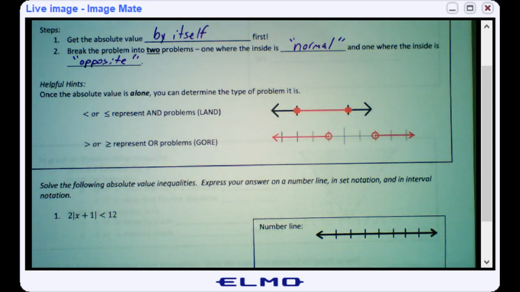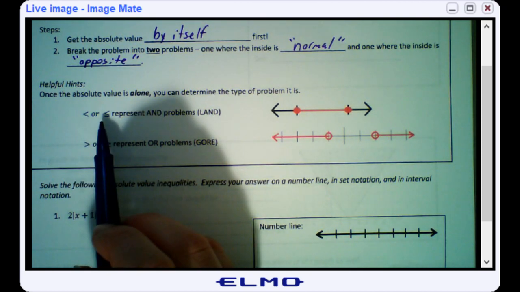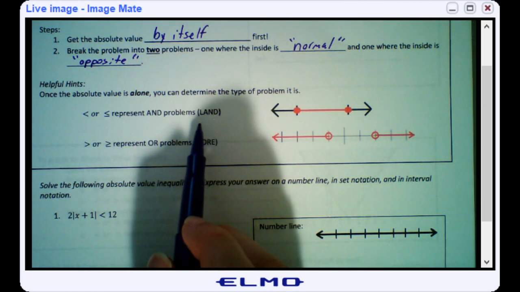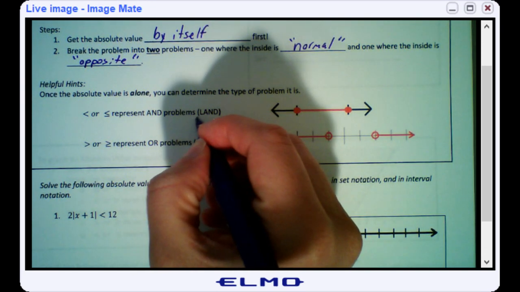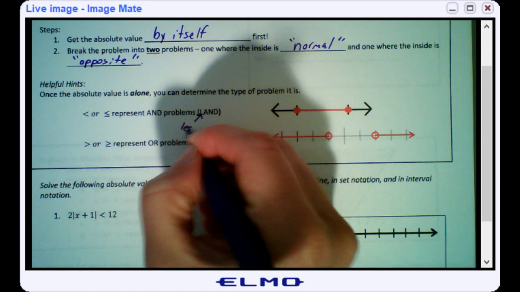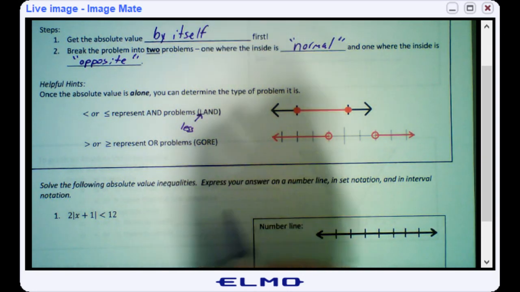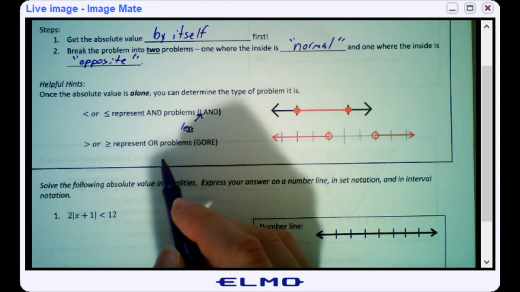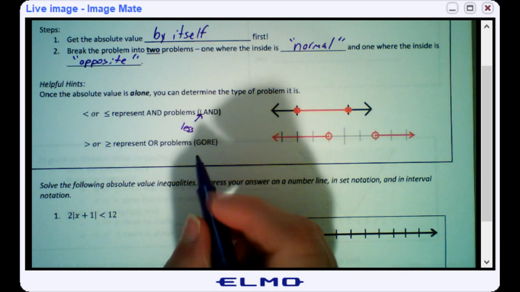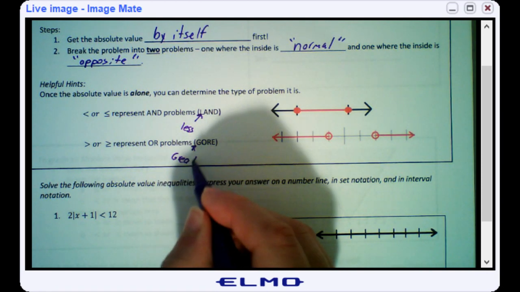Once the absolute value is alone, you can determine the type of problem it is. So if absolute value is less than or equal to, it's an and problem. It can help you to remember the word "land", L for less than. So if it's less, it's an and. Greater than or equal to represents an or problem. And you can remember the word "gor", G for greater, and then or.